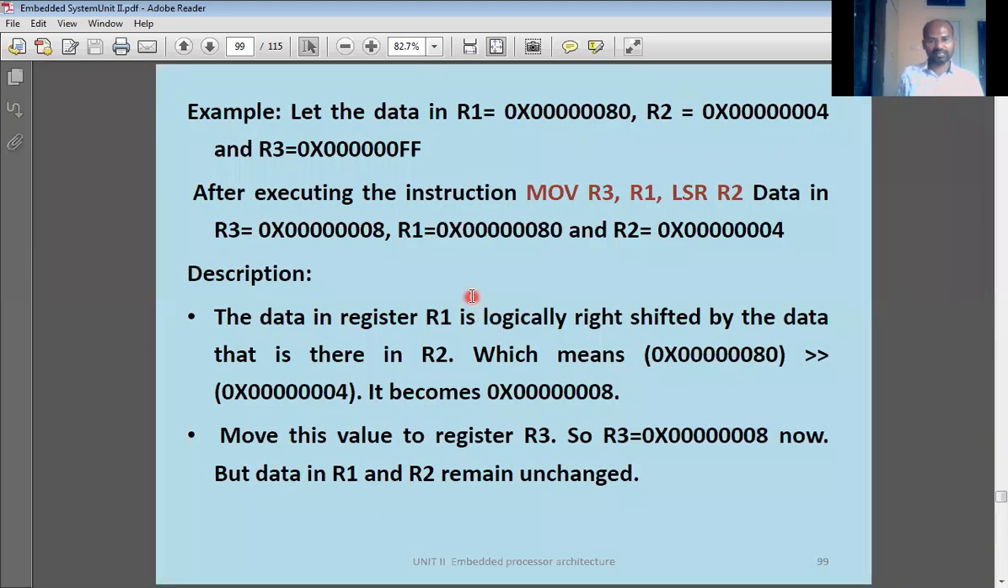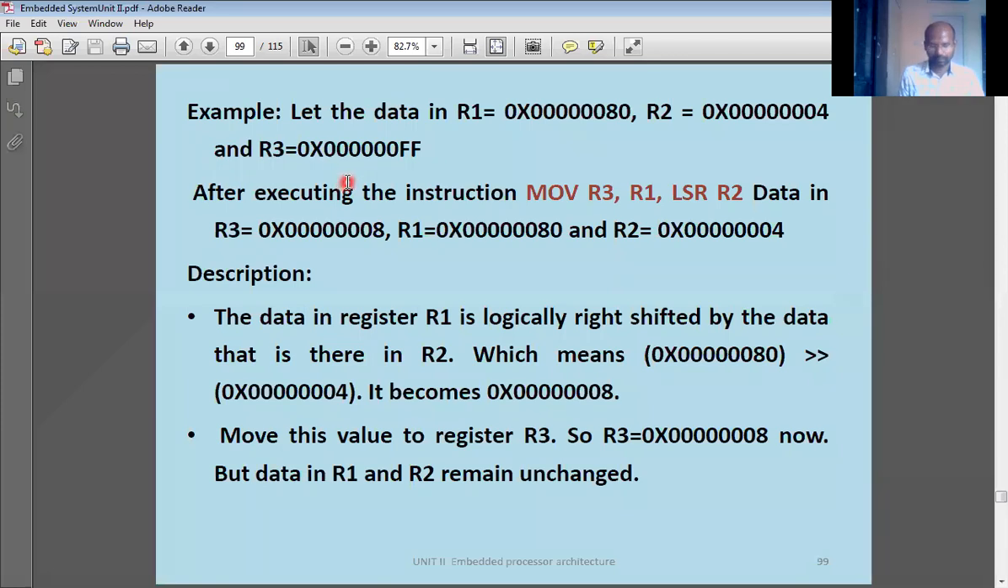Next, we will see one example here. Let's see this example. Let the data in R1 equal to 0x, this is a hexadecimal number. There are 1, 2, 3, 4, 5, 6, 7, 8 digits, which is a 32-bit binary.